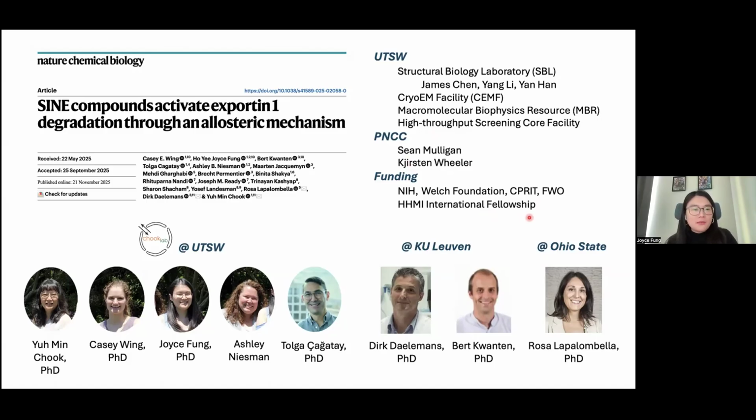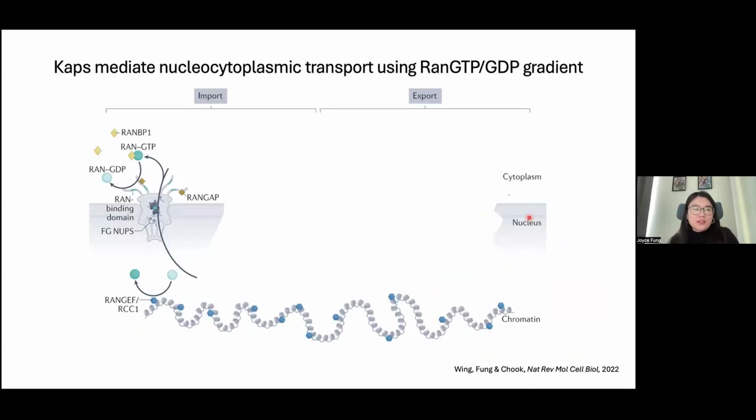Okay, so let's get started with the introduction on nuclear cytoplasmic transport. It's mediated by a family of proteins called karyopherin betas, or KAPs for short. And these proteins use a RAN-GTP gradient to ensure directional transport.